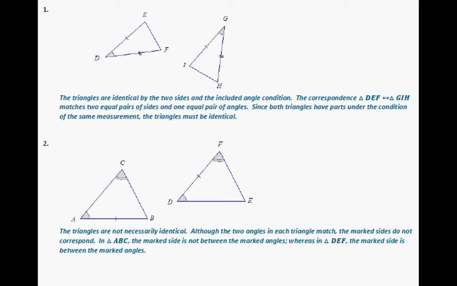Alright, for number 2, the triangles are not necessarily identical. We can match A to D, C to F, and then we have 2 sides that are not part of the conditions. AB is not part of the same condition as DF. So, although 2 angles in each triangle match, the marked sides do not correspond. In triangle ABC, the marked side is not between the marked angles, as it is in DEF. So these are not necessarily identical triangles. It doesn't matter how they're drawn, it matters how they are marked.